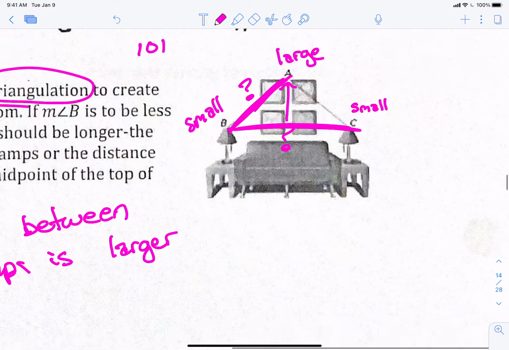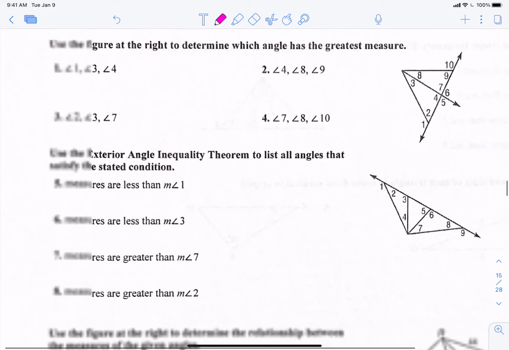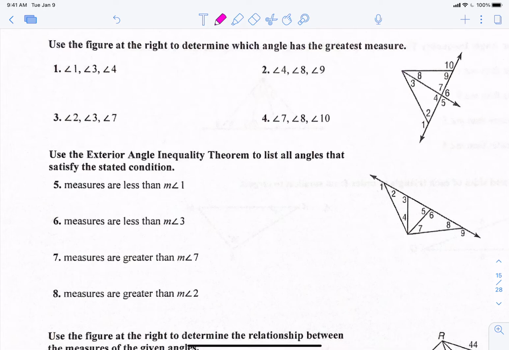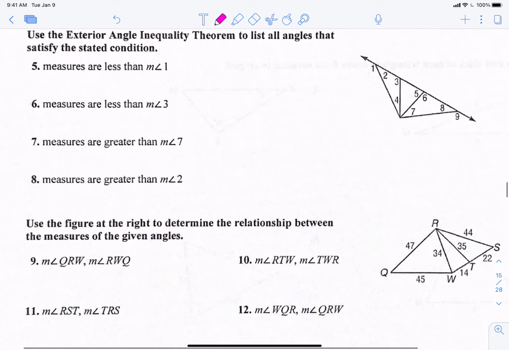All right. Y'all want to see my signature? Okay, I'm going to give you this paper, and then let's go ahead and do a couple of these together.